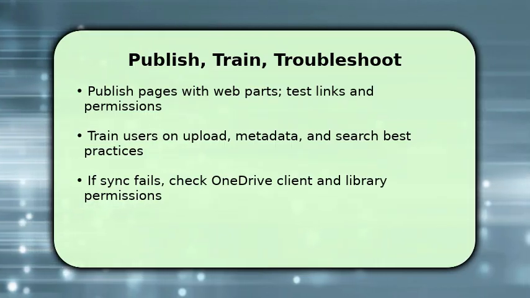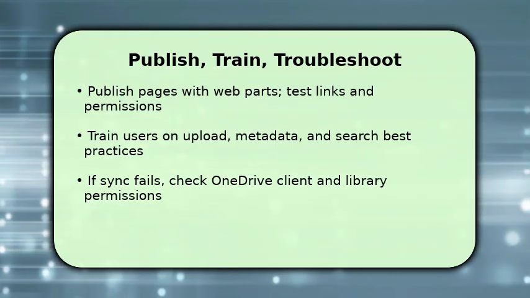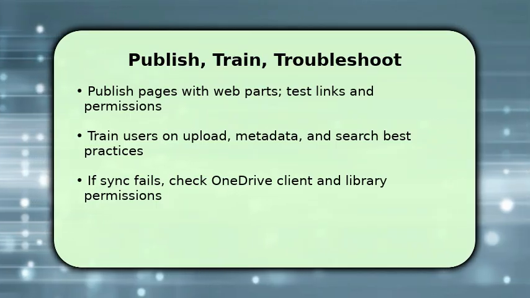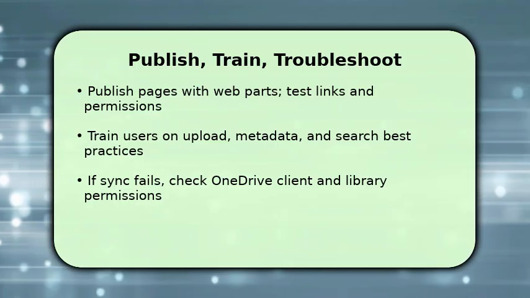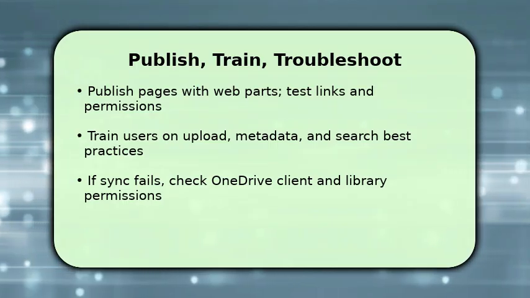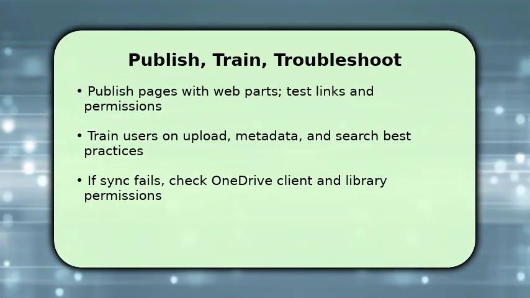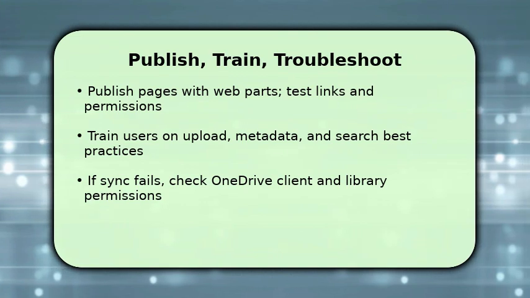Once live, monitor activity and adjust views or retention as needed. If sync or access problems occur, check the OneDrive sync client, clear cache, and confirm library permissions. This common fix restores access quickly and avoids data duplication.